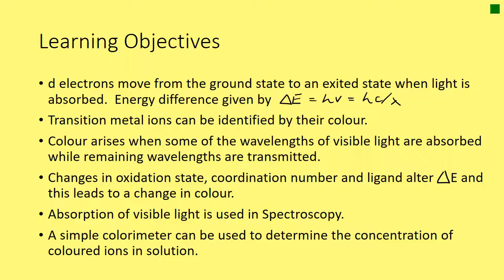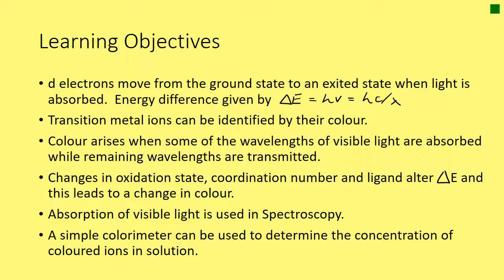Thirdly, the colour arises when some of the wavelengths of visible light are absorbed while the remaining wavelengths are transmitted, and that's the same for any colour. And we're going to apply that to the transition metal ions.